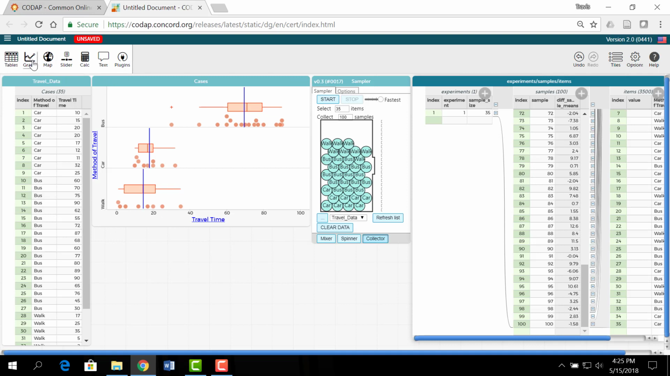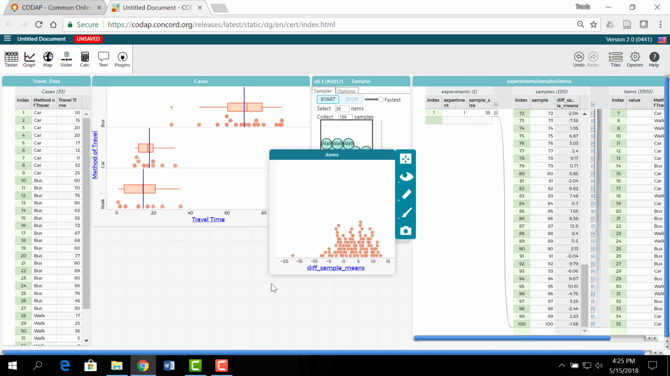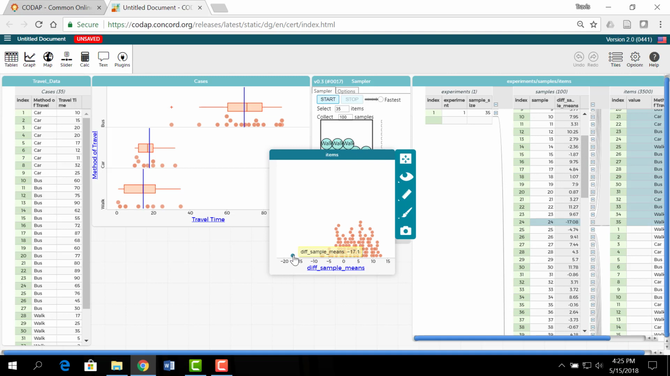So let's start off by, again, looking at a graph of this distribution. So here's my difference of sample means distribution. And again, remember that what we're looking at is our car drivers' average times, subtracted from that are walking. If I look at a single value here, for example, this one has a difference of negative 17.1. What that means is that the average walking time was greater than the average car time in that sample by 17 minutes because it was negative.